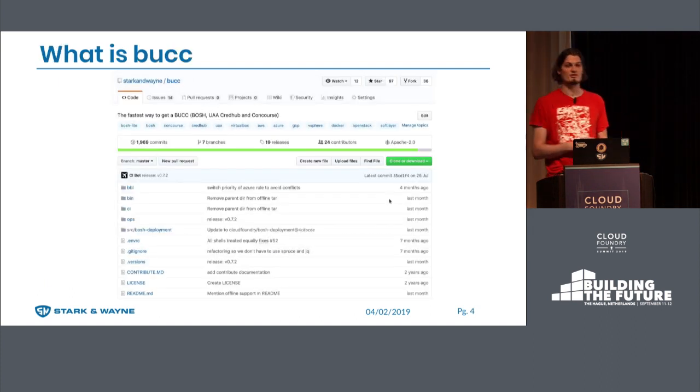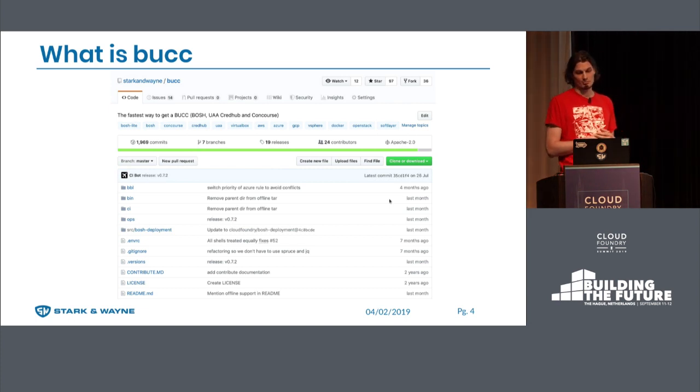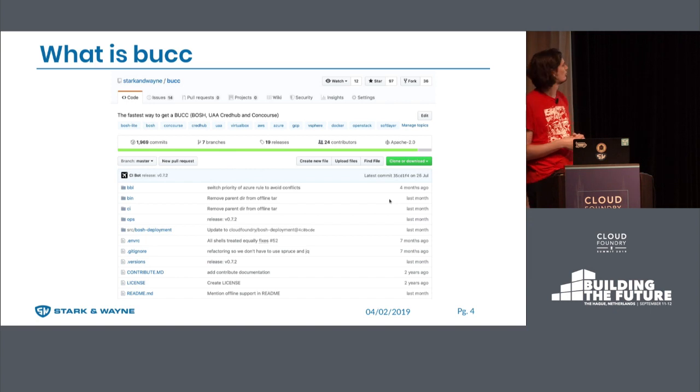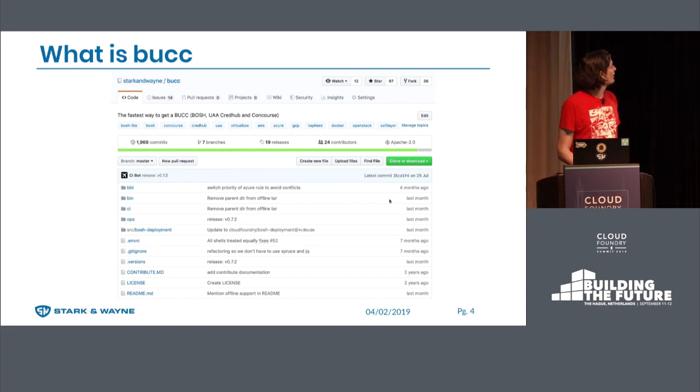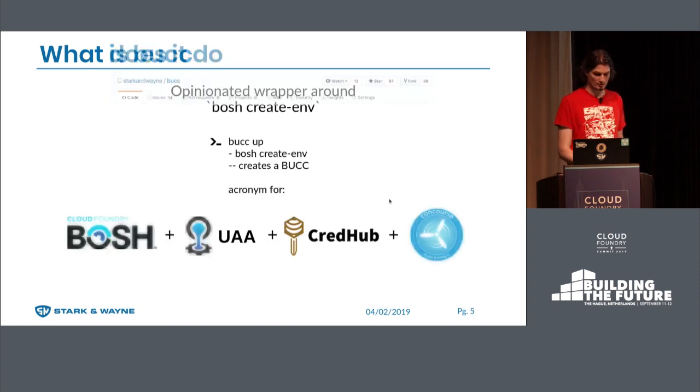So yeah, let's start out with the first part of the title, BUCC. So what's BUCC? BUCC is an open source project, GitHub/Stark & Wayne/BUCC. That's where you can find it. We have actually quite a lot of commits. Most of that is our CI pipeline that continuously integrates and tests the different components of BUCC.